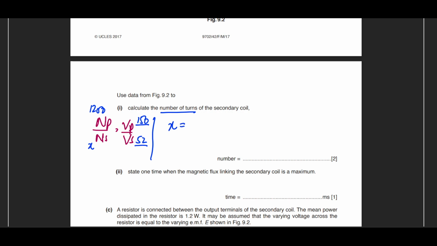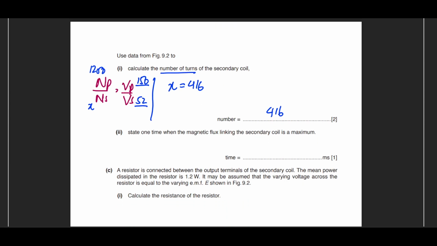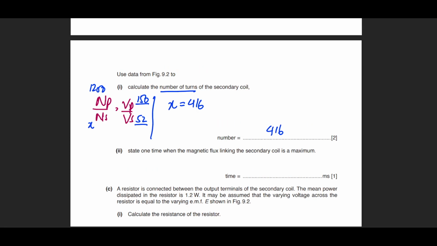So this comes out as 416 turns precisely. So this is going to be 416 turns. State one time when the magnetic flux linkage in the secondary coil is maximum. He asks you at what time the magnetic flux linkage will be maximum. So we go back to the graph.